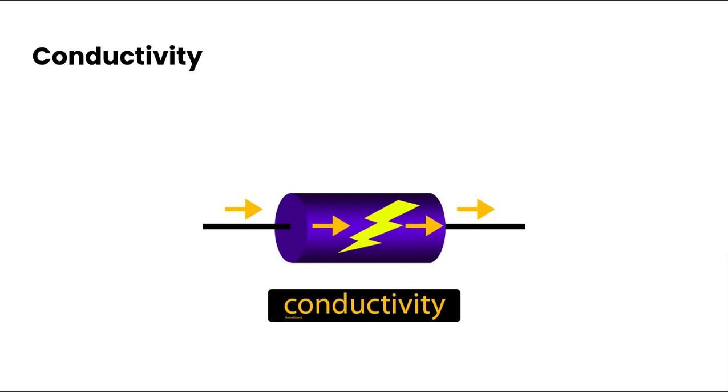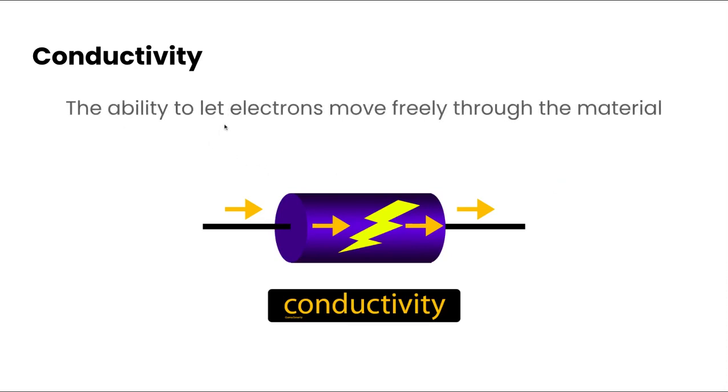Now, we first need to talk about conductivity. So what is conductivity? Well, it's the ability to let electrons move freely through the material. So how much it moves or how quickly the electrons can move through the material is going to affect its conductivity.